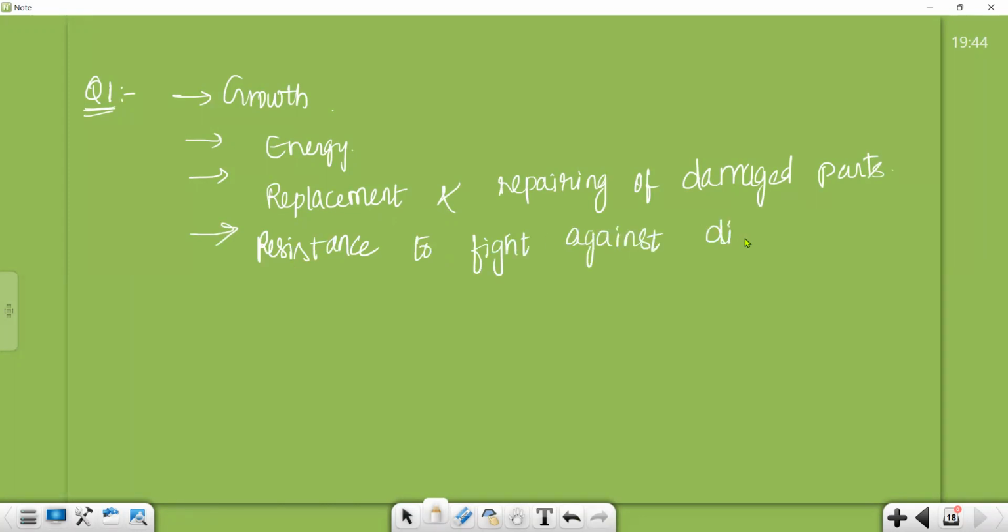Do you know anything apart from this? Yes. It helps us do our daily activities. Yes, that is what we discussed in the second step. So it provides energy so that we can do our daily activities. Okay, so what is question two?